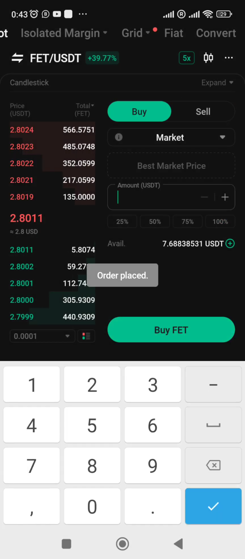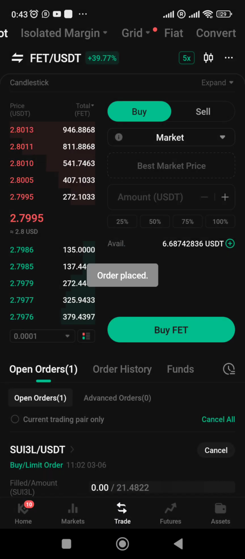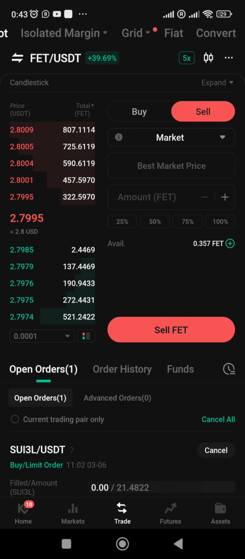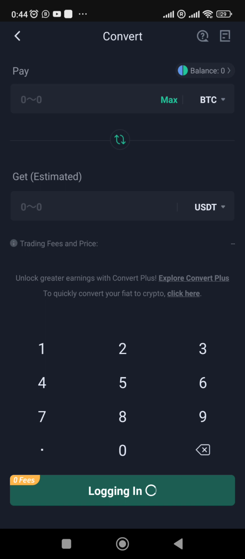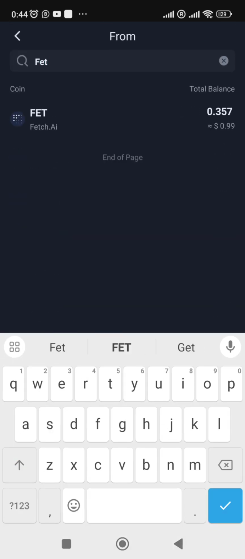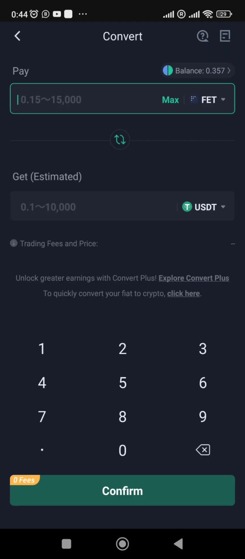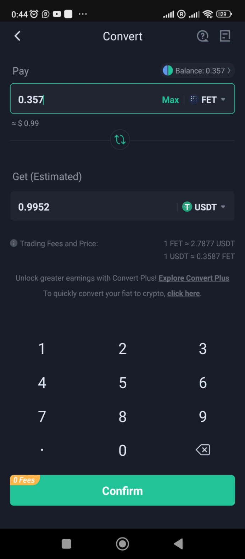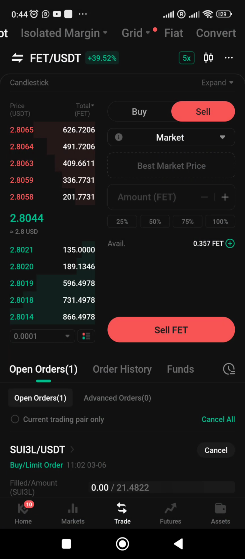And then I buy again 1 USDT. But the other option I could have explored, since I wanted to sell 0.357 USDT, was to go to convert, remember? And then change BTC. Click on BTC, type FET. But this one is not in profit, so I'll not sell it now. You see, max. And then I click on confirm and sell. But I won't do that now because it's not in profit.